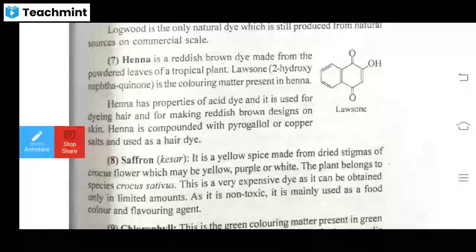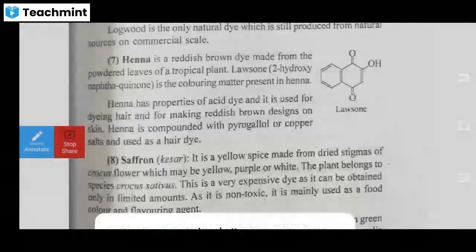Okay, it is very expensive. Okay, because it is counted in milligrams, grams. It is sold in the gram also, and I think its cost is near about 2000, 3000 rupees for the 10 grams. Very expensive. And it is non-toxic. It is mainly used as food colors and the flavoring agents. It is used for the food colors for the sweets.